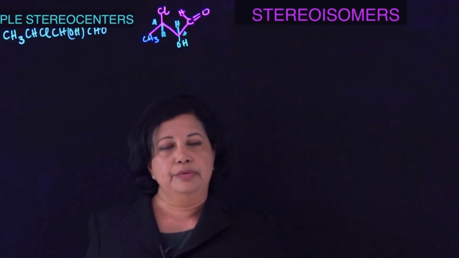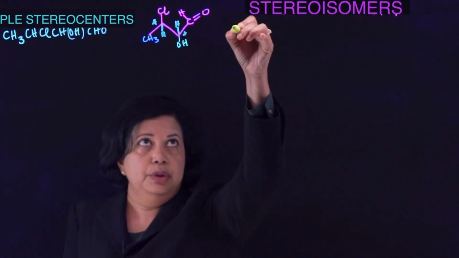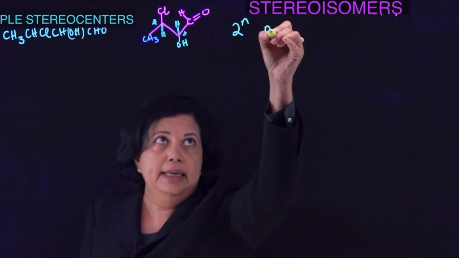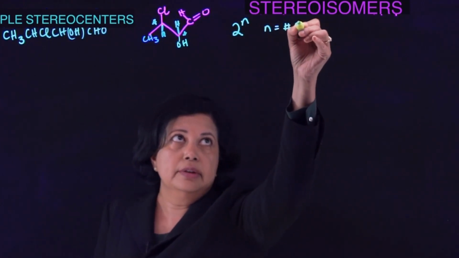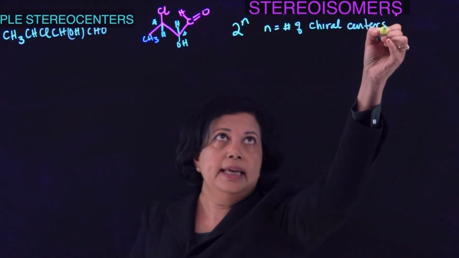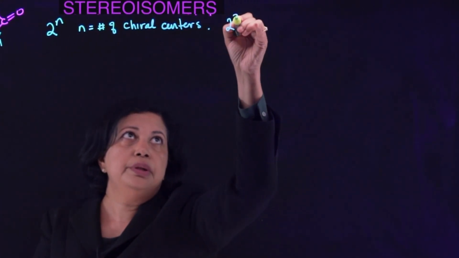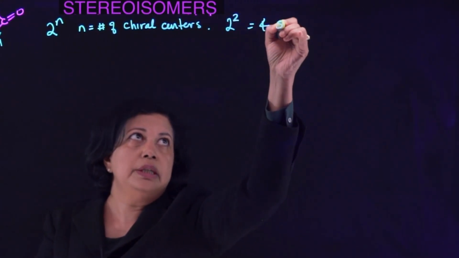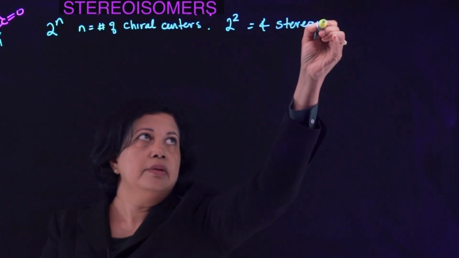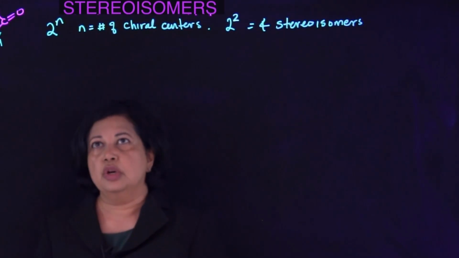So if you have 2 chiral centers, the formula to find the number of stereoisomers in a molecule is 2 to the n, where n is the number of chiral centers. So in this case, you have 2 chiral centers, so you have 2 to the 2, that's 4 stereoisomers. Those are the possibilities. So how are you going to draw them?